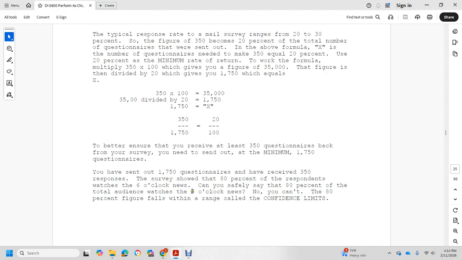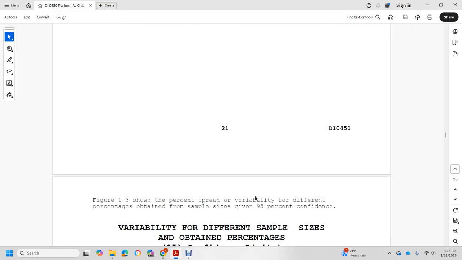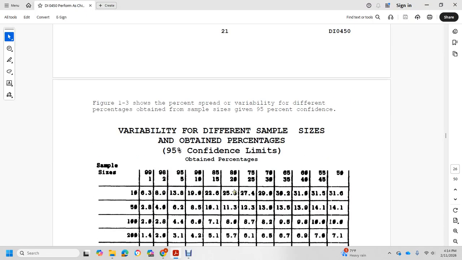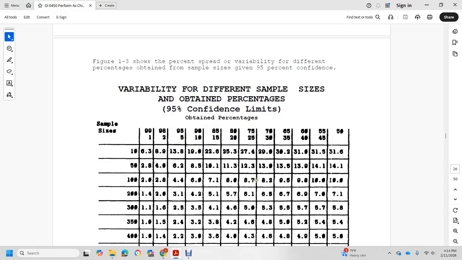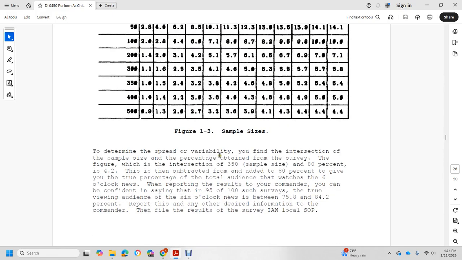No, you cannot. The 80% figure falls within a range called the confidence limits. Figure 1-3 shows the percentage spread of the variability obtained with the percentage and sample size, giving the 90% confidence. It shows the variability of the different sample sizes obtained with the percentage, at 95% confidence levels. Determine the spread of the variability from the intersection of the sample size with the percentage obtained.